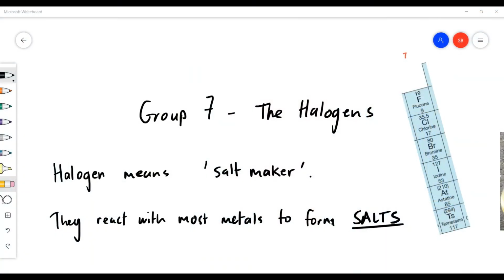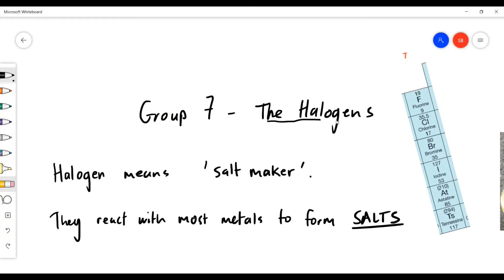We are continuing to talk about groups of elements, and we've talked about the group 1 alkali metals, everything about them. And now we're going to move on to the next group, not group 2, but group number 7. Let's go and have a look at group number 7. So here we go. We're talking about the halogens.